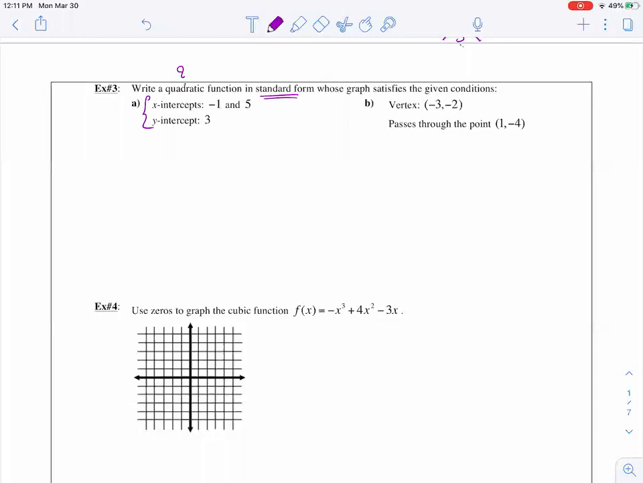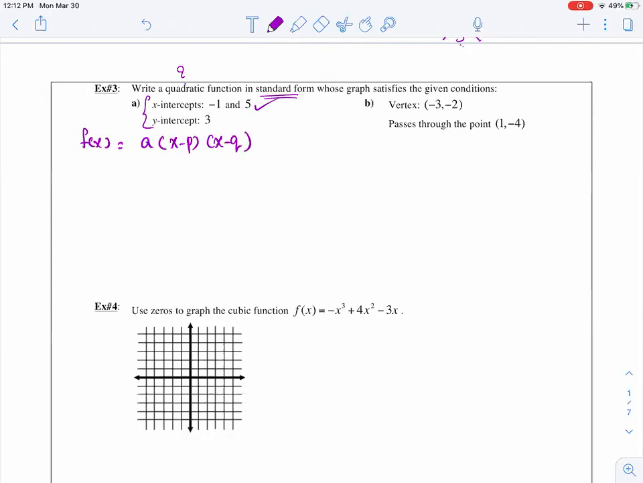Now, flip through your lecture notes and tell me, since we know standard form, vertex form, and intercept form, which form will be easier in this problem? Intercept form, because we know the intercepts. When the intercepts are given to you, you would always pick the intercept form. Who can tell me what the intercept form is? f of x equals a times (x minus p) times (x minus q). Correct.